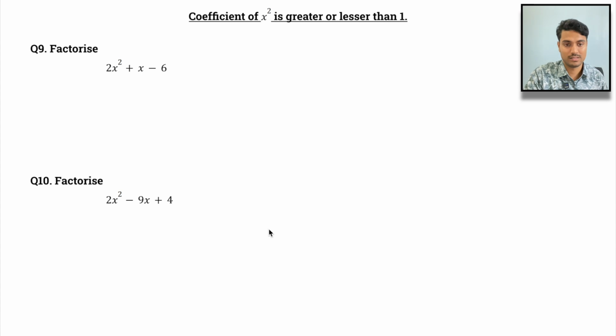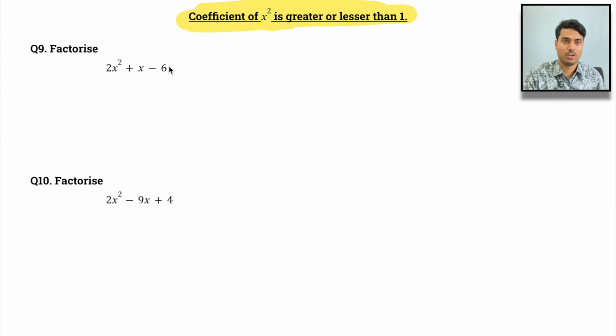Now this is another case. This is the second case where the coefficient of x square is greater than or lesser than 1. We can clearly see that in question number 9 and 10 we have coefficient of x square as 2 and 2 here as well. So here the approach will change. Now we cannot take x directly here like this and we can just add and subtract the values.